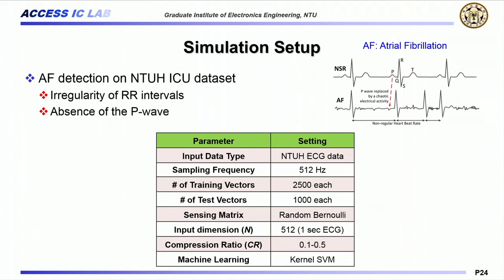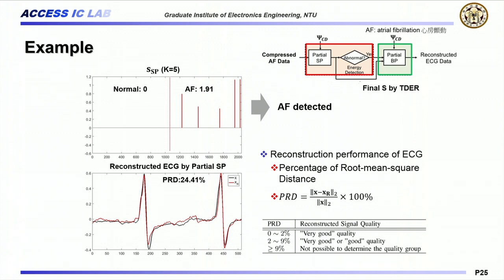So here's the experimental result. We tested the data set from the NTU hospital ICU, and we want to check if the patient has AF or non-AF. So here's the simulation result. We first do the partial reconstruction, and we can find there are some sparse components in the AF domain, and we have zero components in the normal domain. Then by this kind of energy comparison, we can detect the AF immediately.